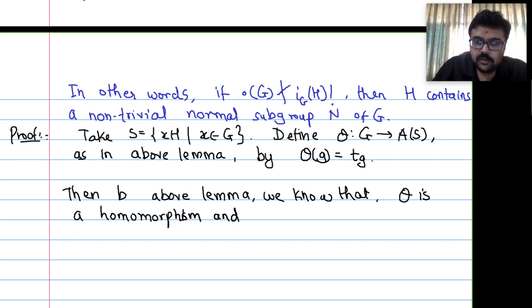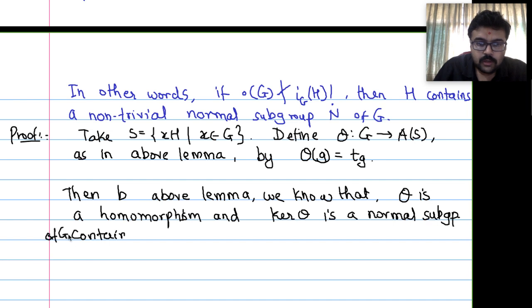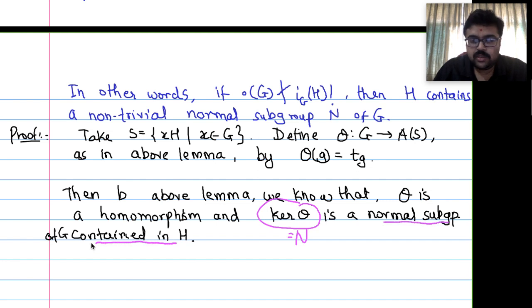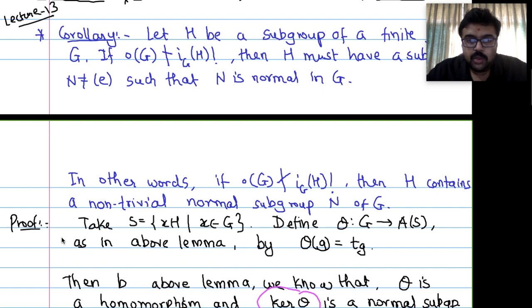And the kernel of theta is a normal subgroup of G contained in H. So this could be our N. If you want, we can take this as our N. N equals the kernel of theta. Then N is contained in H, and it is a normal subgroup of G. Both things are achieved, but there is one thing that remains.